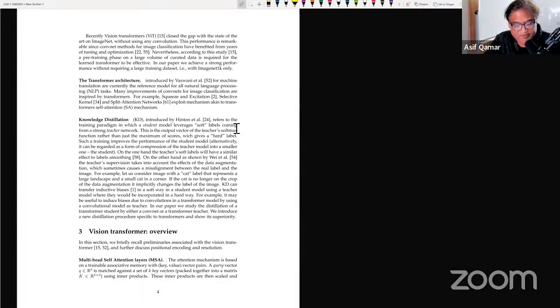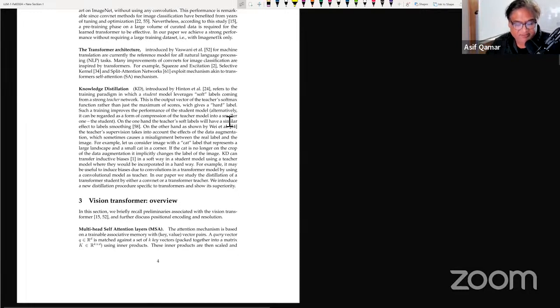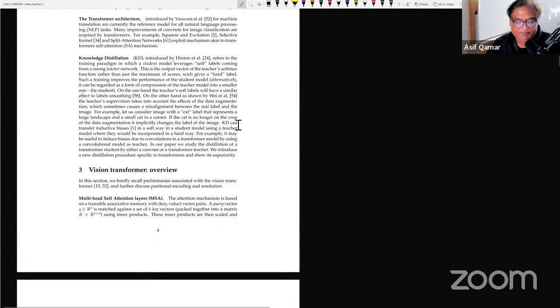A teacher's supervision takes into account the effect of the data augmentation, which sometimes causes a misalignment between the real label and the images. For example, let us consider an image with a cat label that represents a large landscape and a small cat in a corner. If the cat is no longer in the crop of the data augmentation, it implicitly changes the label of the image. Knowledge distillation can transfer inductive biases in a soft way to a student model using a teacher model, where they have to be incorporated in our.